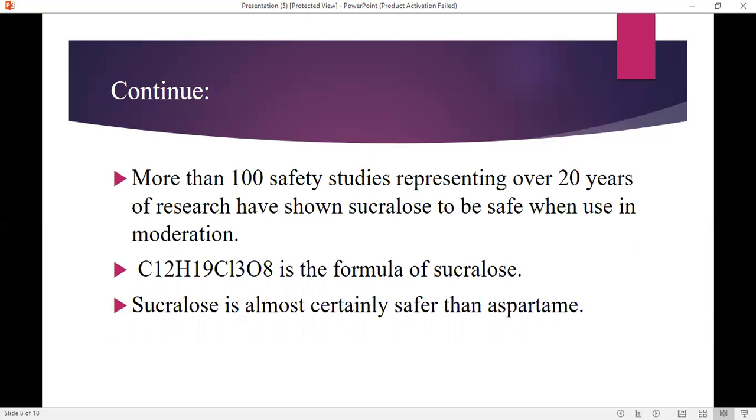The formula of sucralose is C12H19Cl3O8. Sucralose is almost certainly safer than aspartame. This is the reason sucralose is used in the sweets of diabetic patients.